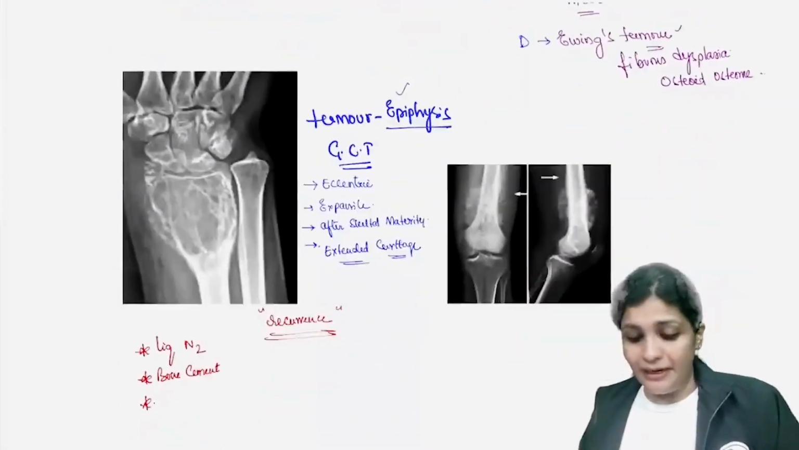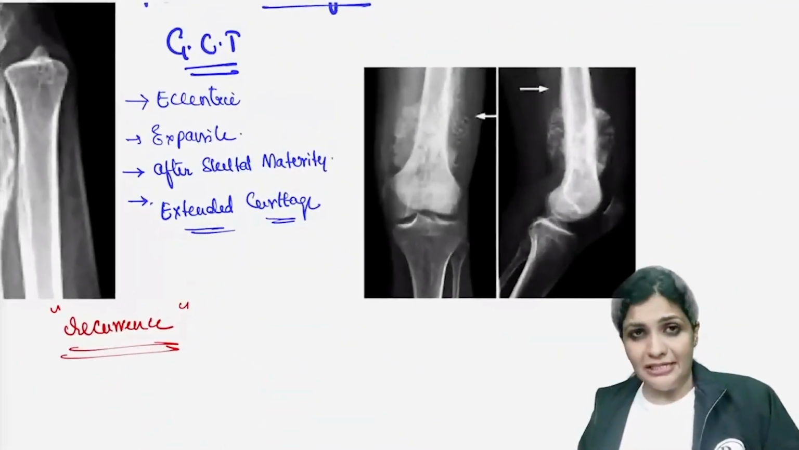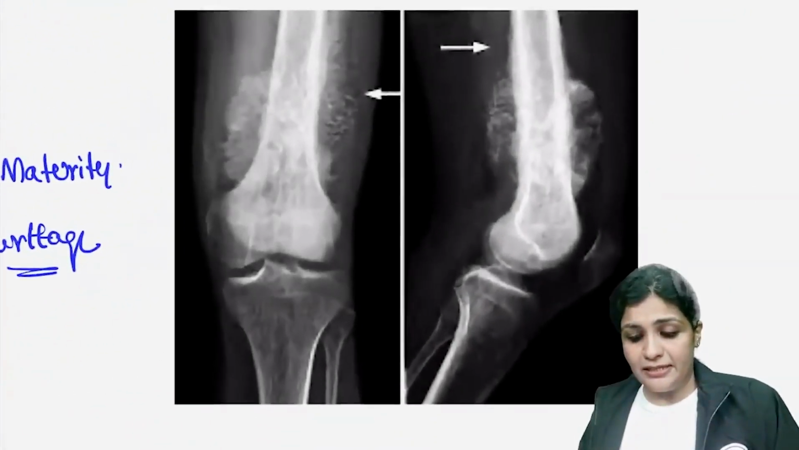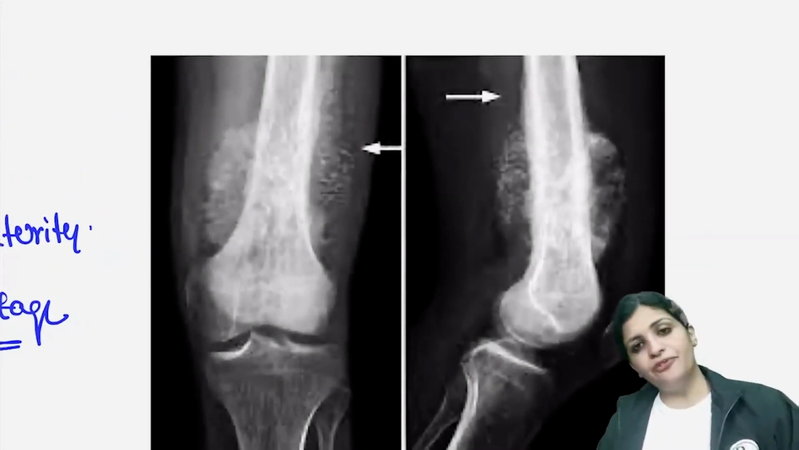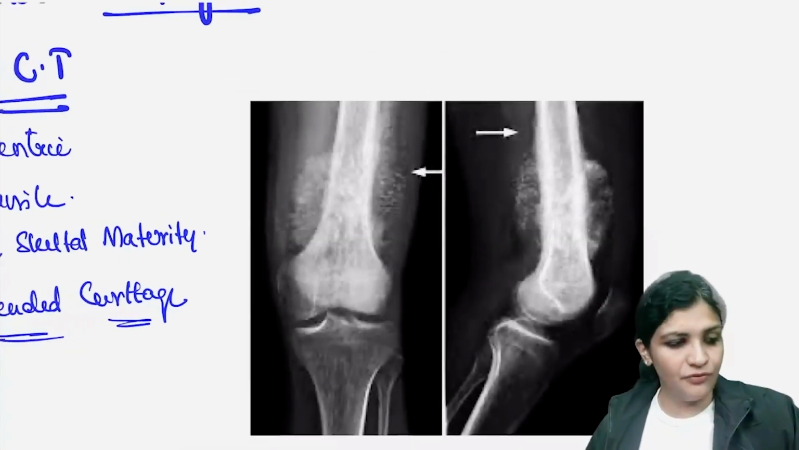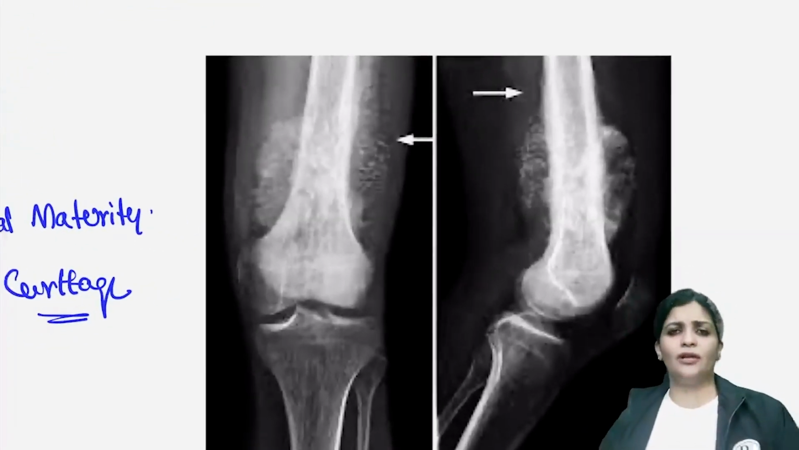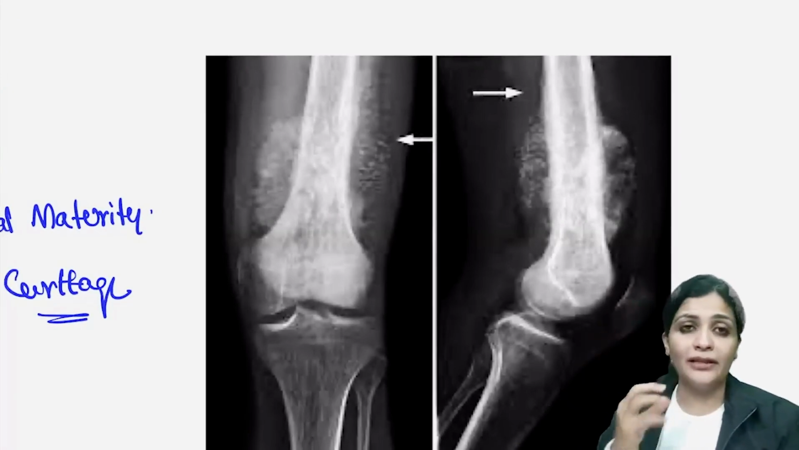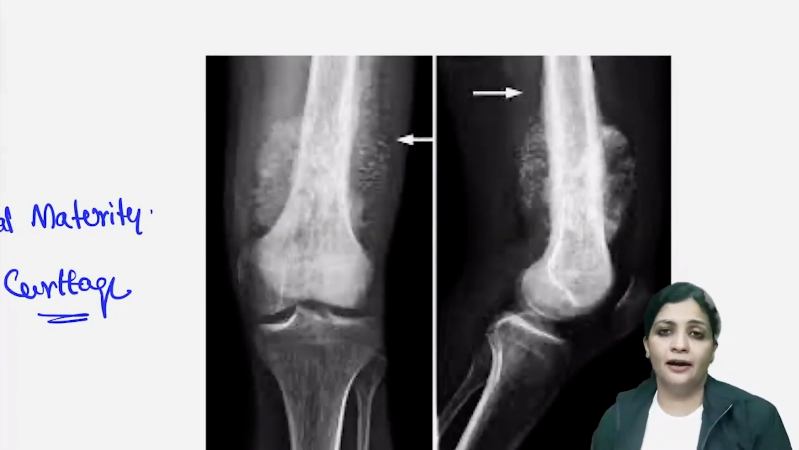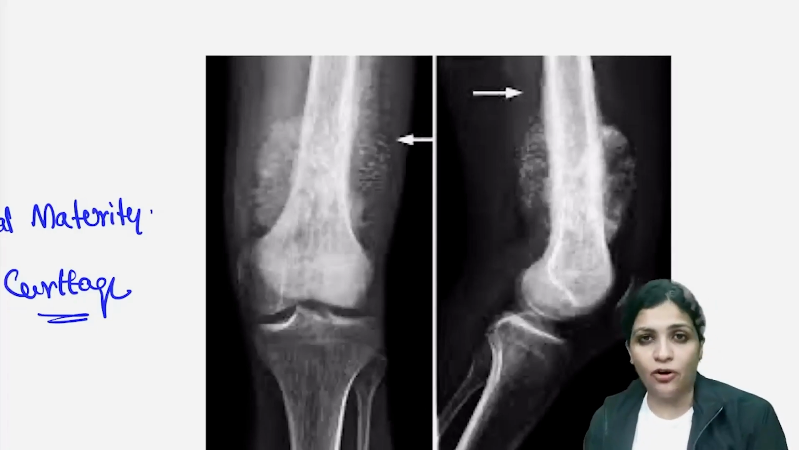And the treatment is extended curettage for this, that is the GCT. And then what is this? Very, very important. Yes, liquid phenol also can be used. So all these are called adjuvants: the liquid nitrogen, the bone cement, and the liquid phenol. They kill those leftover tumor cells which cannot be scraped.